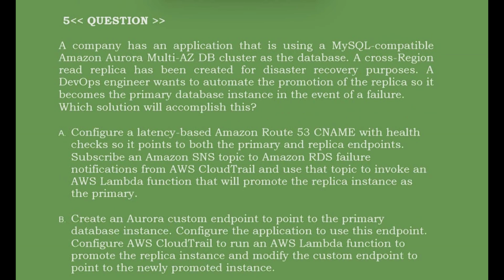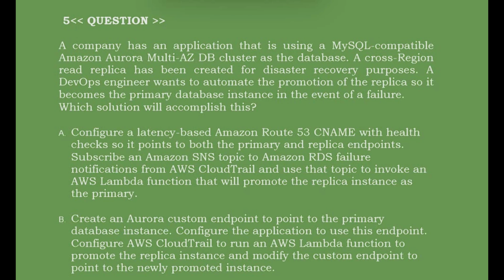Question is, a company has an application that is using a MySQL compatible Amazon Aurora Multi-AZ DB cluster as the database. A cross-region read replica has been created for disaster recovery purposes. A DevOps engineer wants to automate the promotion of the replica so it becomes the primary database instance in the event of a failure. Which solution will accomplish this?